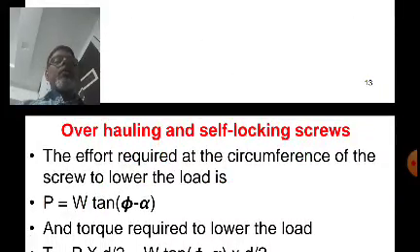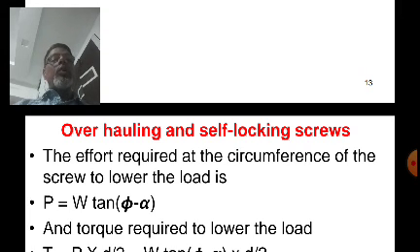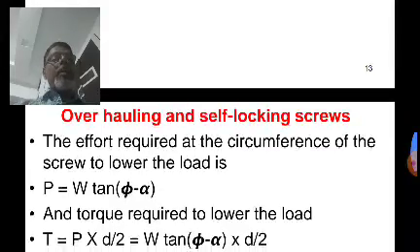Now, as we discuss overhauling and self-locking screw, we have seen that when we are lifting the load, we get P equal to W tan(alpha plus phi). Even if phi is 0, there is no question, because tan alpha is positive, so we definitely have to apply the effort. But when we are lowering the load, our equation is P equal to W tan(phi minus alpha).